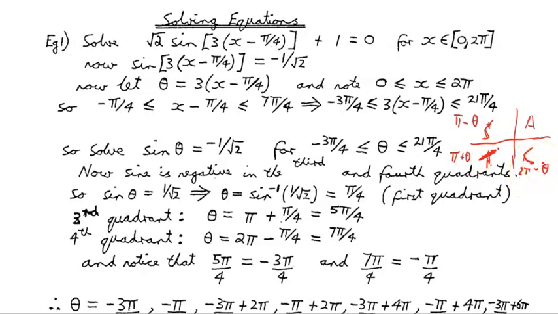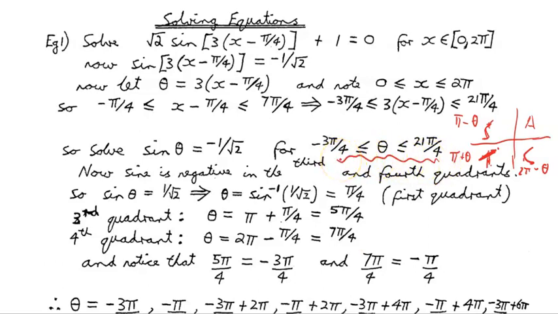So in the third quadrant theta is pi plus pi on 4. The solution in the third quadrant is 5 pi on 4. In the fourth quadrant the solution theta is 2 pi minus pi on 4, which gives us 7 pi on 4. So there are our first two solutions, 5 pi on 4 and 7 pi on 4. How does that relate to this interval up here?